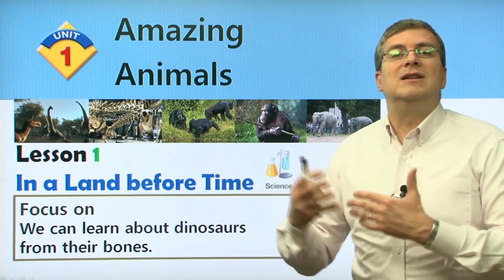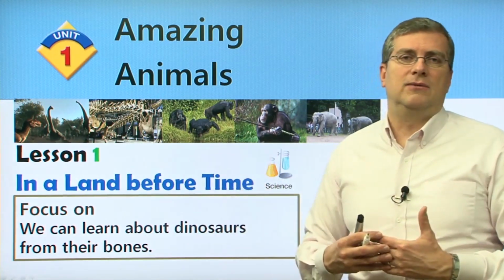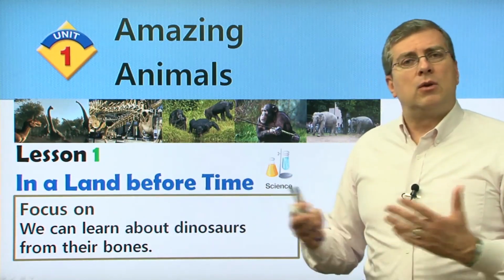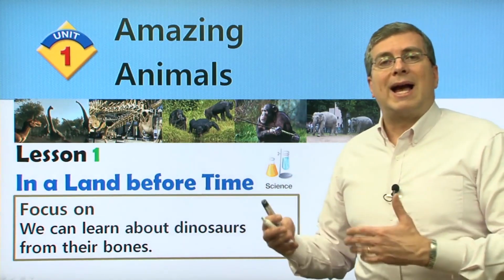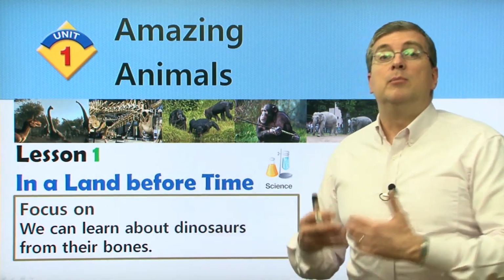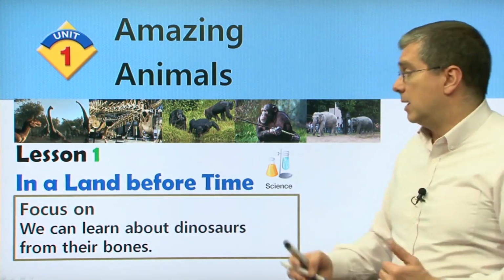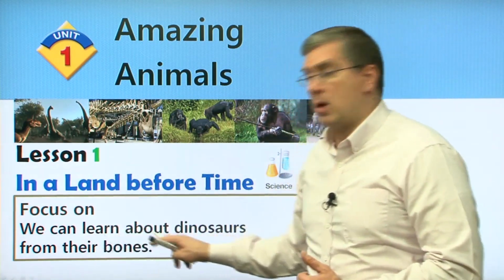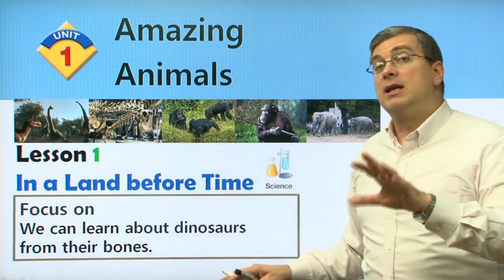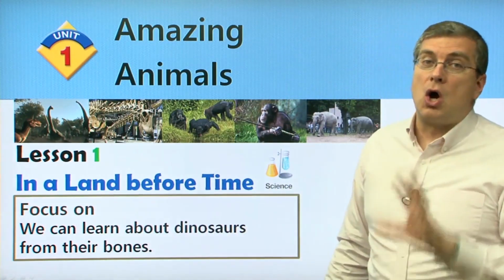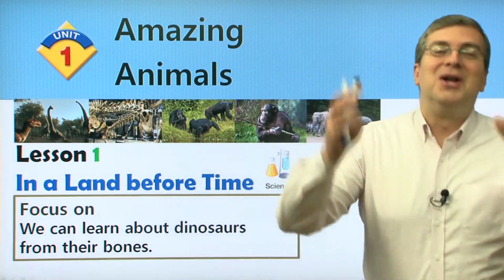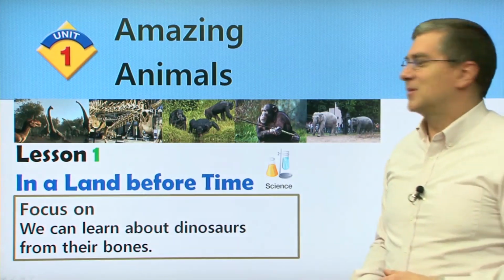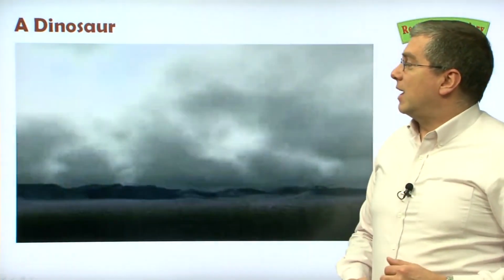The earth is millions and millions and millions of years old. Humans haven't always been on the earth. So what was the earth like? What kind of animals lived on the earth before human beings? So in this lesson, we can learn about dinosaurs from their bones, because dinosaurs lived on the earth a long time before human beings came about. Okay, let's take a look here. We have a video for you.